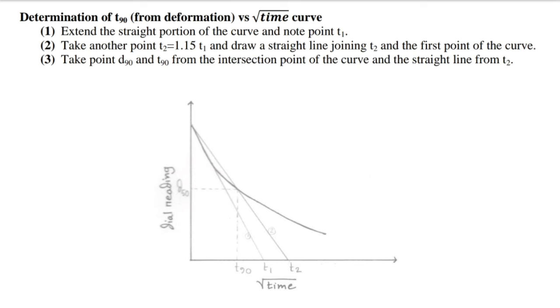Determination of T90 from the deformation versus square root of time curve. 1. Extend the straight portion of the curve and note point T1. 2. Take another point T2 equal to 1.15 T1 and draw a straight line joining T2 and the first point of the curve. 3. Take point D90 and T90 from the intersection point of the curve and the straight line from T2.